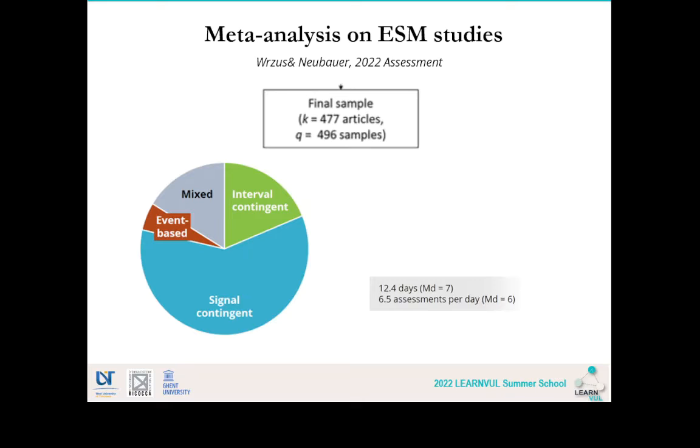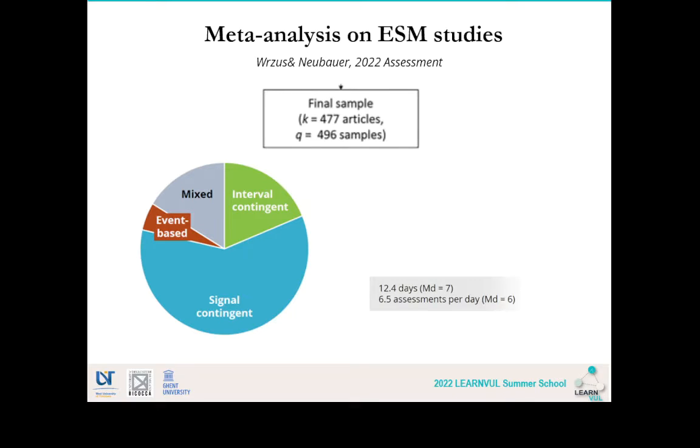And look, for example, at the distribution of the kinds of design being used: mostly signal contingent. As I said, with signal contingent you can look at variability, you can look at the mean, but you can't really look at the dynamic processes within evolution in the same way. Then event-based, mixed, and interval contingent.